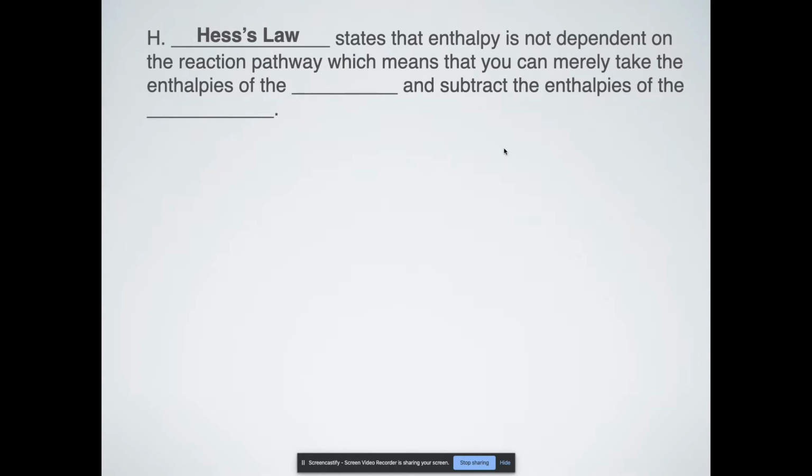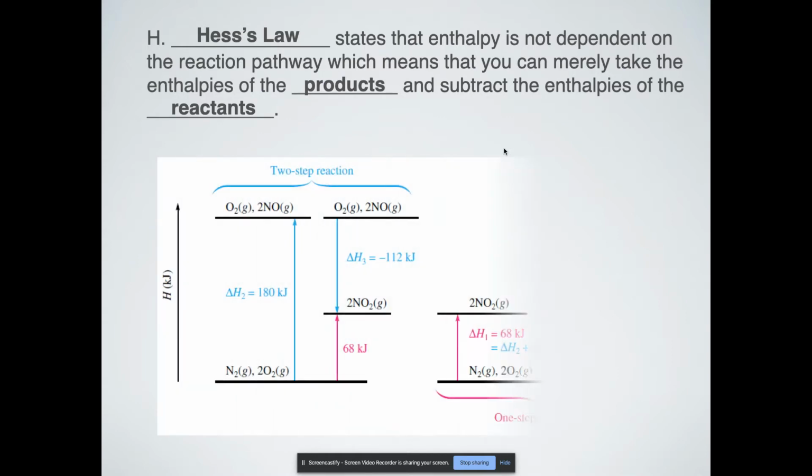Hess's law states that enthalpy is not dependent on a reaction pathway. In other words, to get from A to B, it doesn't matter how many steps it takes you. As long as you start at A and you end at B, everything is equivalent. If we take the enthalpies of the products and subtract the enthalpy of the reactants, no matter how many steps it takes us, they will always be equal to each other. A good way of looking at that is this.